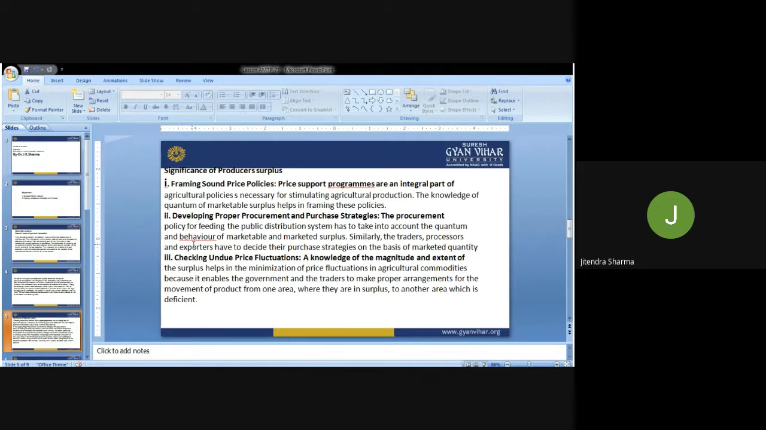That is why the government is promoting pulses production nowadays, because we know that we are not able to produce enough pulses, and we have poor storage of these pulses in our country. So we have decided to frame policies to promote the production of pulses, and we have incentivized the farmers who follow the policies of the government, giving certain incentives to the farmers. That is why framing sound policies, price support or programs are an integral part of the producer surplus.